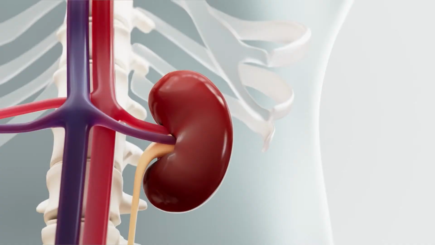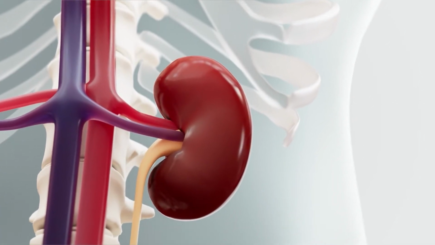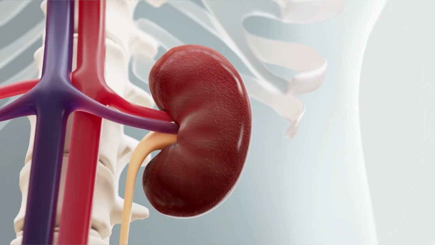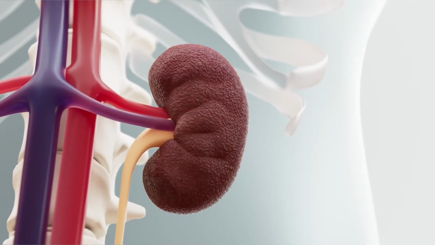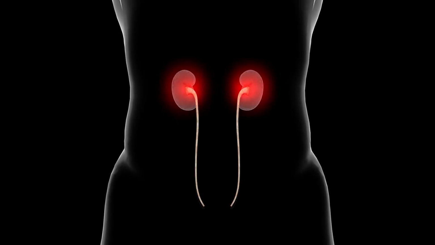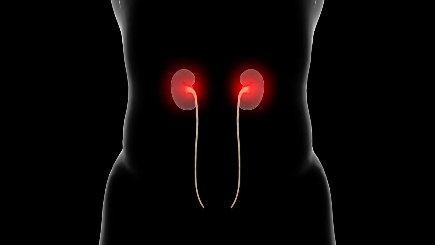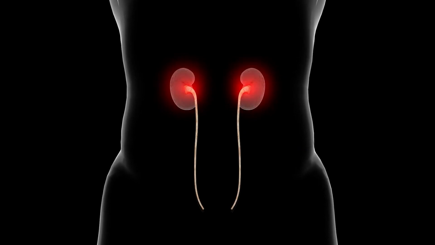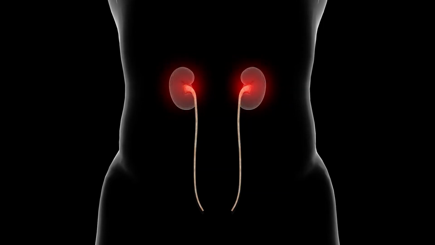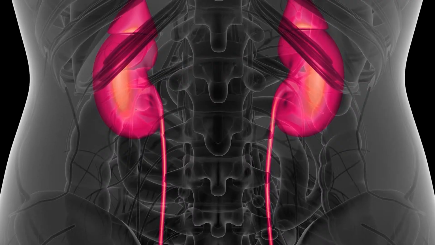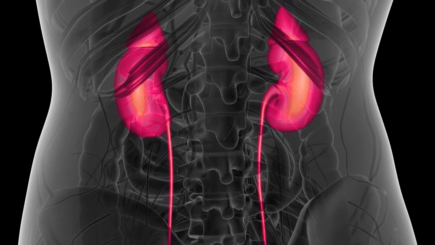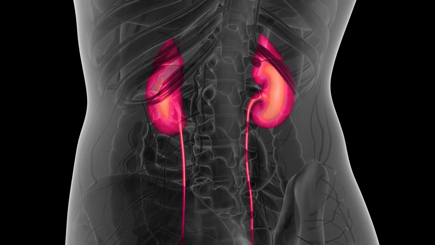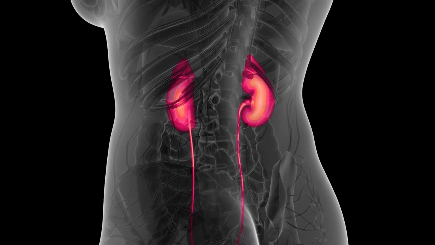Kidneys. The kidneys are a pair of bean-shaped organs located in the upper abdomen, on either side of the spine. They are responsible for filtering the blood and removing waste products, such as urea and creatinine, from the body. The kidneys also help to regulate the body's electrolyte balance, such as sodium and potassium, and blood pressure. They also produce hormones that regulate red blood cell production and promote bone health.